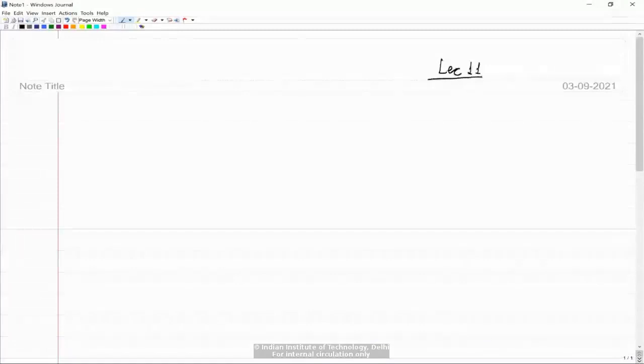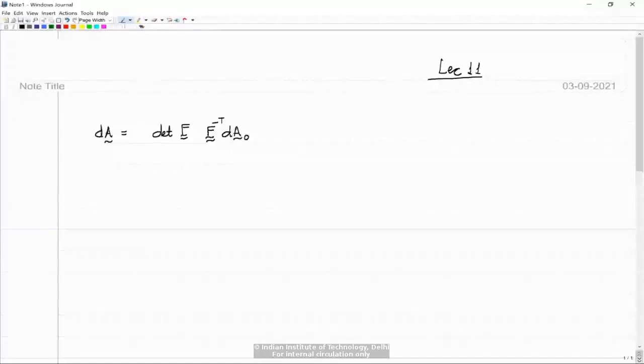So in the last class we had derived how the area element transforms, isn't it? And we got that Nanson's formula that dA, the deformed area element, is equal to det F into F inverse transpose into dA naught. Okay.